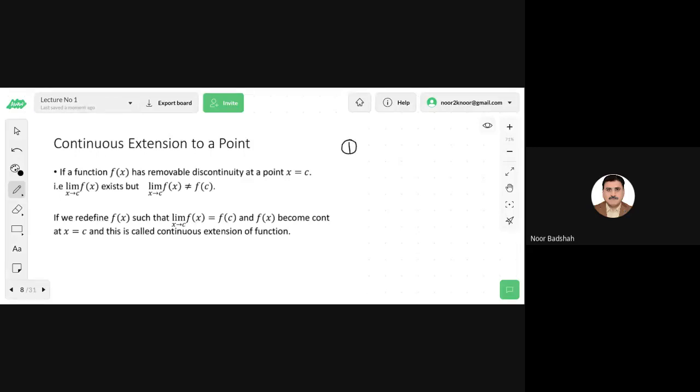continuous extension, that function must have removable discontinuity. If a function has non-removable discontinuity, we cannot find its continuous extension. It must have a removable discontinuity. I'm writing shortly RD, which means a removable discontinuity.